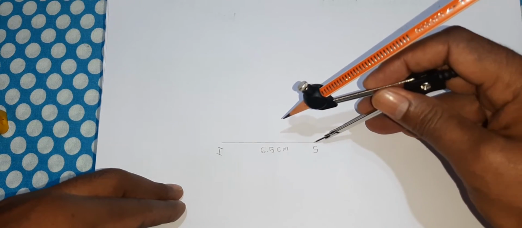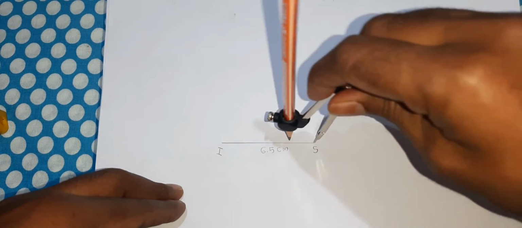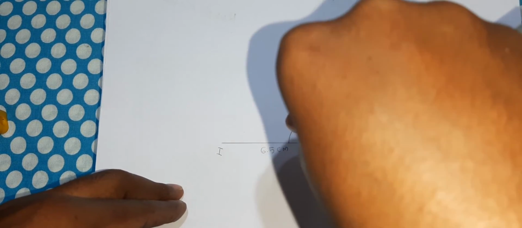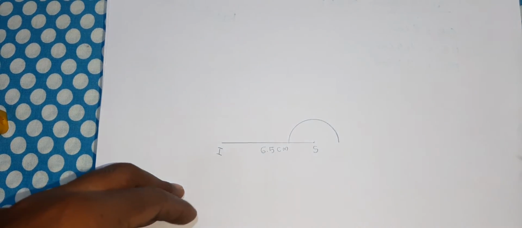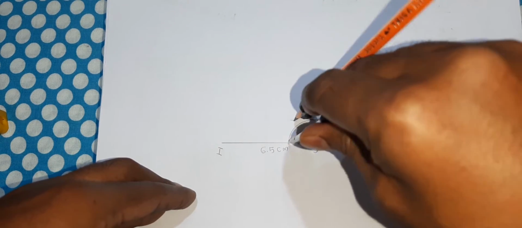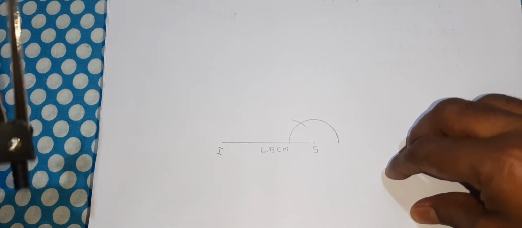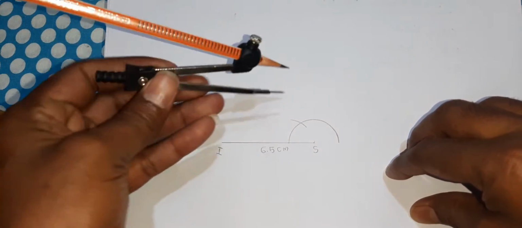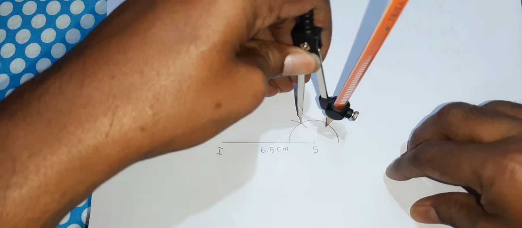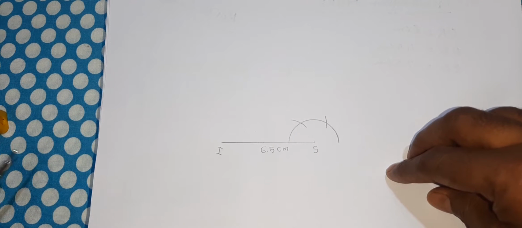Now how to construct 120? Take some convenient radius, okay? Draw the arc like this. This arc will intersect IS at one point. From that point, you just cut that arc. You know how to construct 60 degrees? The same way, we are going to construct 60, 90 and 120. This is 120 degrees. At S, we will get 120 degrees. Right children?